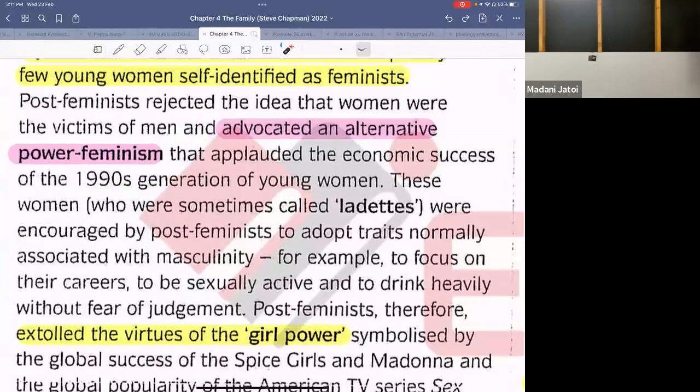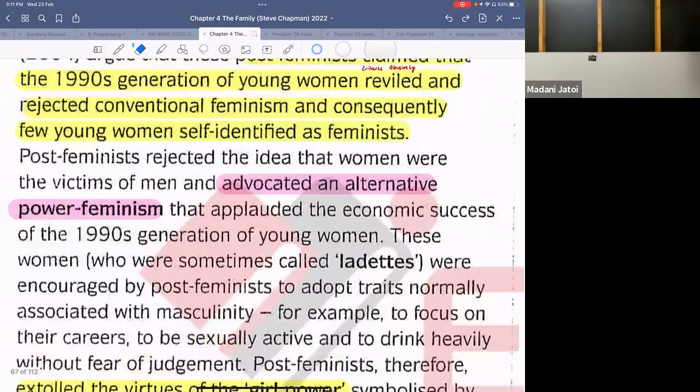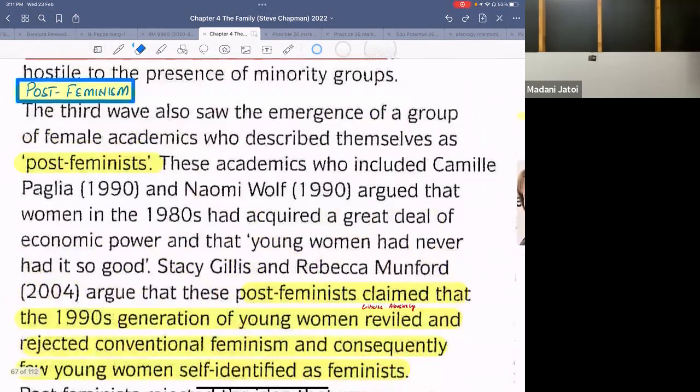Post-feminists rejected the idea that women were the victims of men and advocated and... Should I bring this down? Yeah. Sure. Did I? Okay, so yeah.